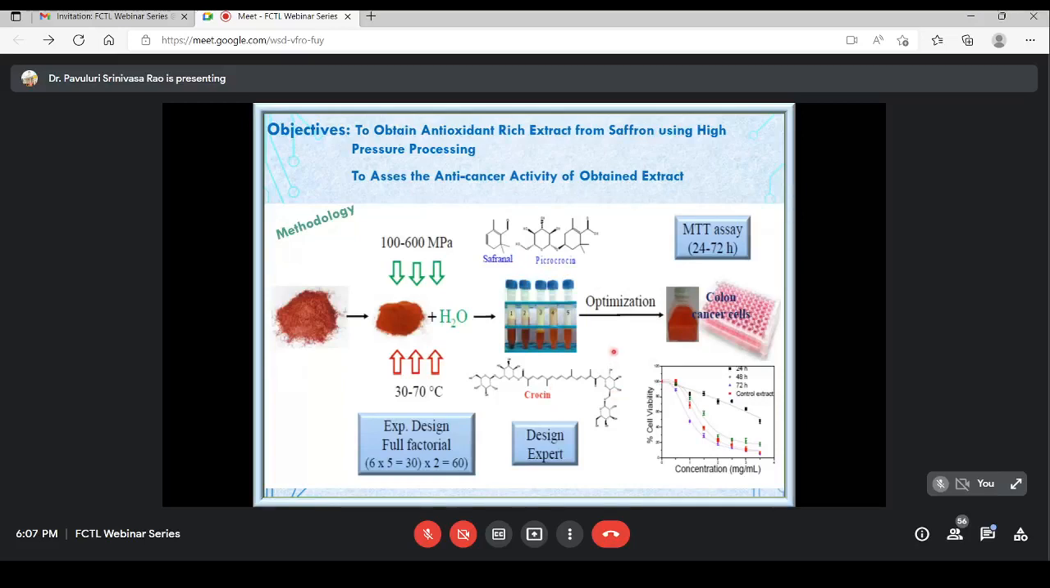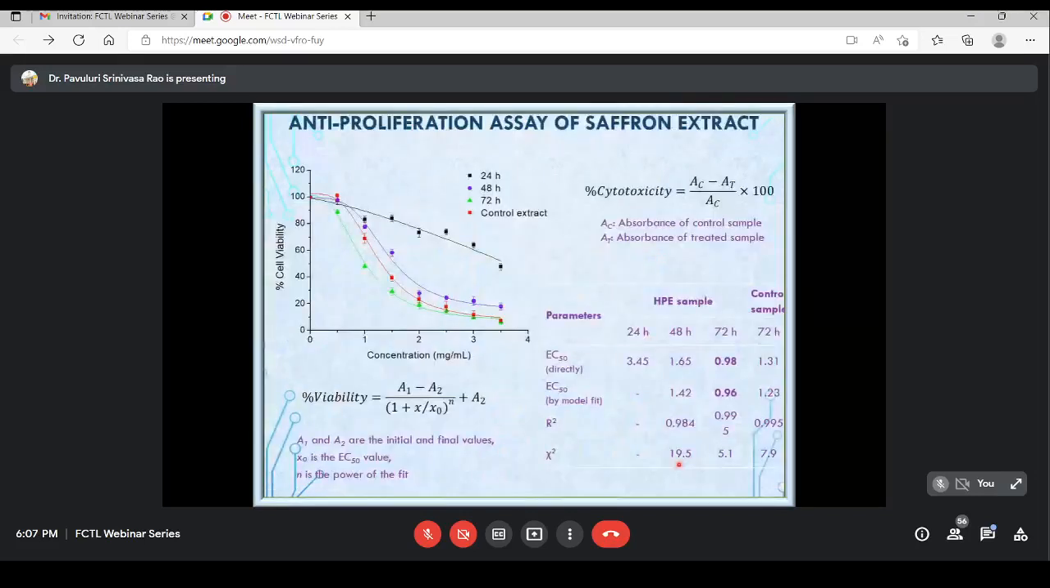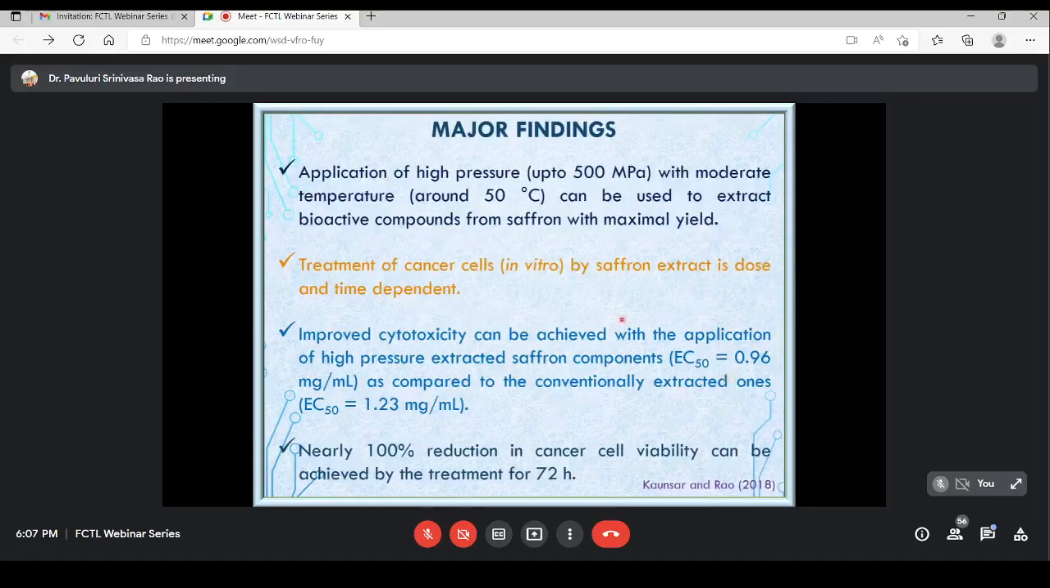Then this extract was utilized for anti-cancer activity, where an MTT assay was done for 24 to 72 hours. So this way you can see here the EC50 values are lower for the HPP treated sample in comparison to the control sample, number one. Number two, with an increase in the duration of treatment, like when it was held for 72 hours, you got the highest efficiency, where the EC50 values were lower. So this way it can be used as a solution for anti-cancer activity.